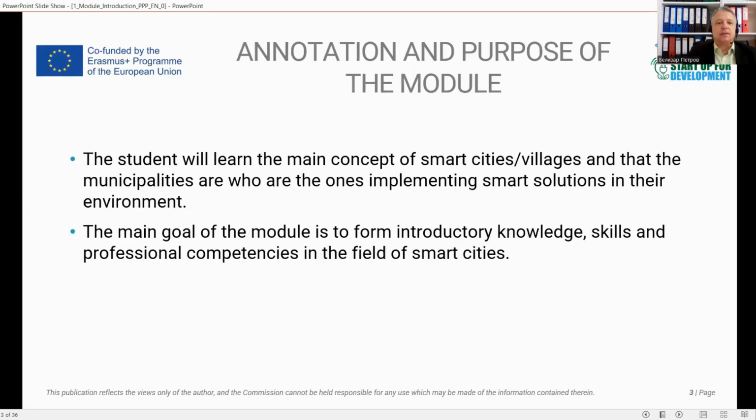The student will learn the main concept of smart cities and that the municipalities are the ones implementing smart solutions in their environment. The main goal of the module is to form introductory knowledge, skills, and professional competencies in the field of smart cities.